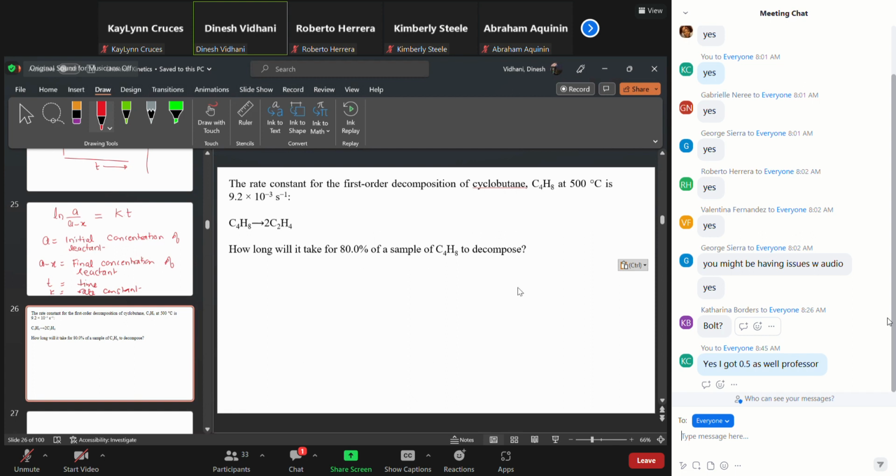Okay, so in this case, first I'm going to write down my equation. Natural log A over A minus x equals K1 t. Now I've written here 1, that means I'm indicating that it's a first order reaction.